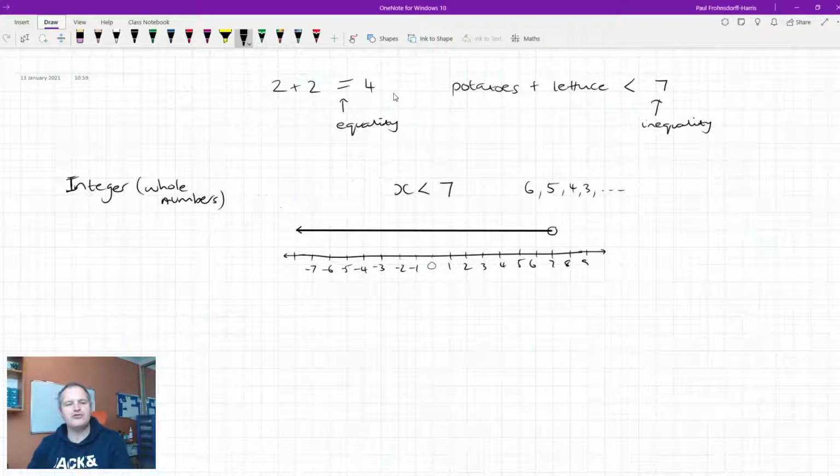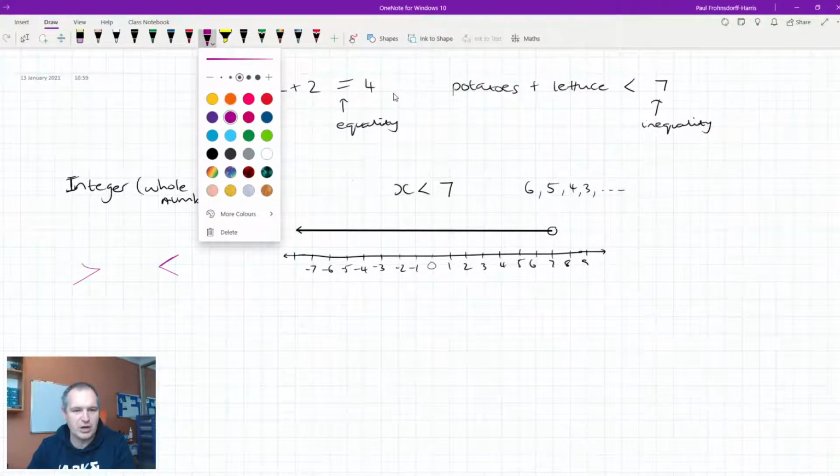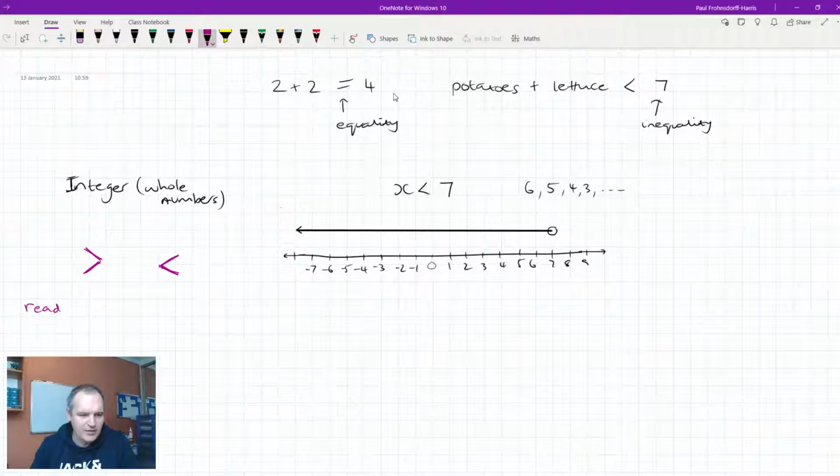Now, there are 2 different types of things we need to be aware of. We have less than and greater than. I've spoken to my students that I teach a lot about this. I hate the crocodile method. I hate talking about crocodiles. And the reason I hate crocodiles is because crocodiles don't eat numbers. They eat little children. They don't eat numbers. So instead of crocodiles, I like to think, well, we read this direction. We read left to right. So if I am reading there and I get to the big end first, this must be greater than.